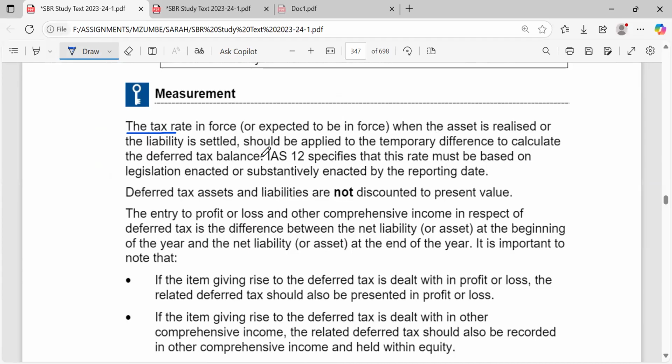So that is what should be done. You use the tax rate which is in force or expected to be in force by the time it is realized. Let's say that it is realized today, and you know the tax rate which is in force, you use it. Let's say today you have a tax rate of 20%, but you expect to realize it in 3 months' time, at which point the tax rate will be 30%. Then you apply 30%. So you just follow the principles, right?